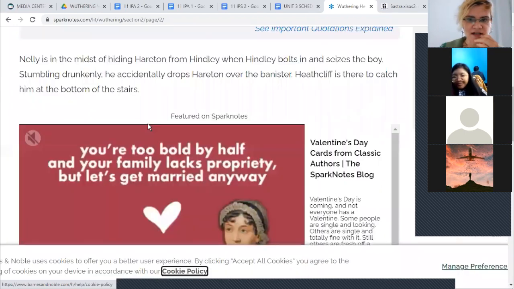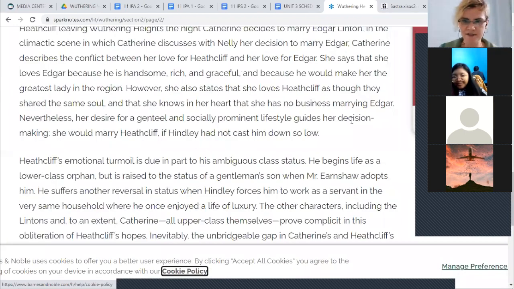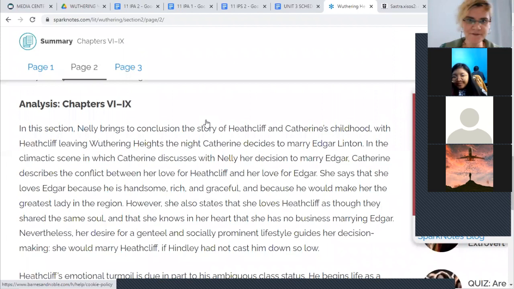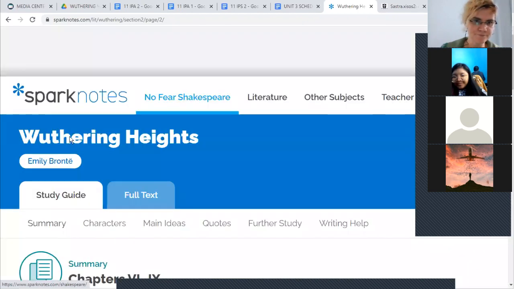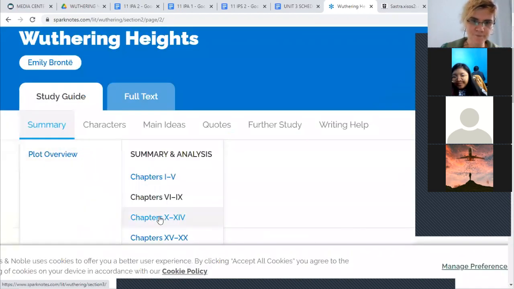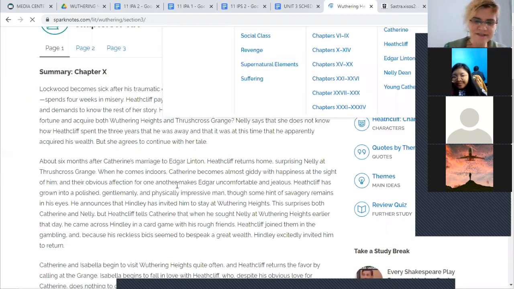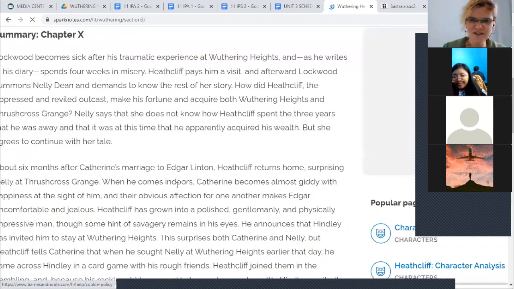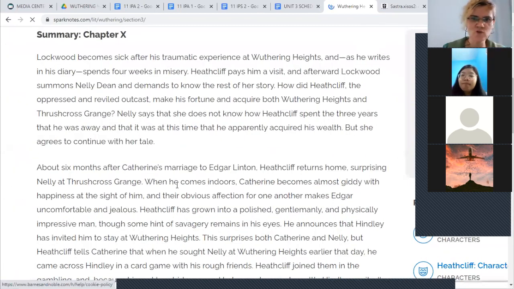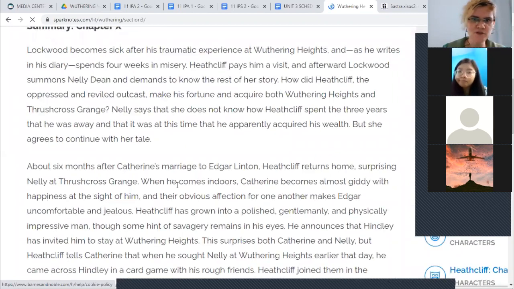This is chapter 9. Let's take a look at chapter 10. So basically, it's all very sad how it goes. It's like toxic, not healthy. Everything goes wrong just because two people are too selfish.